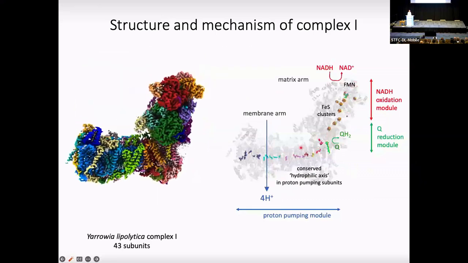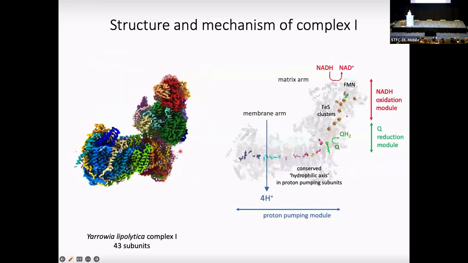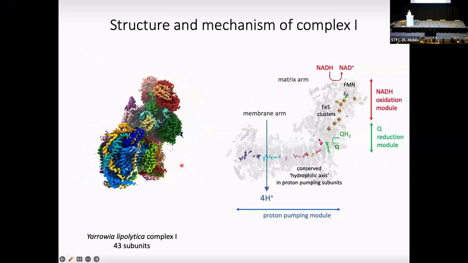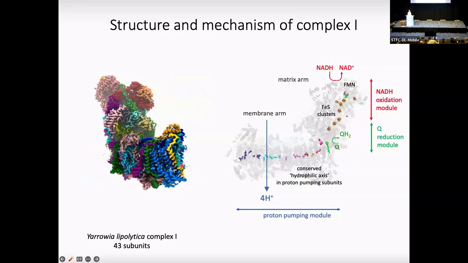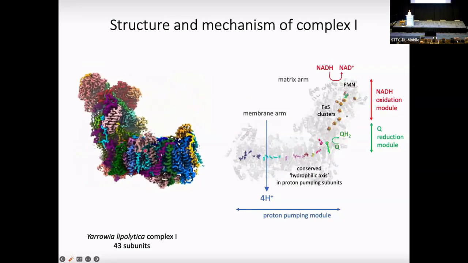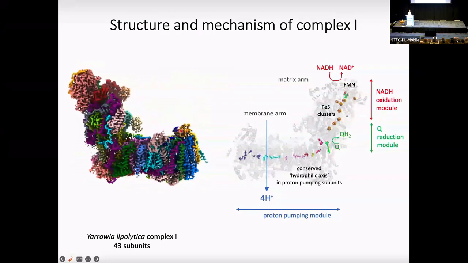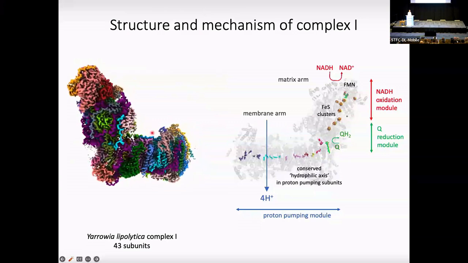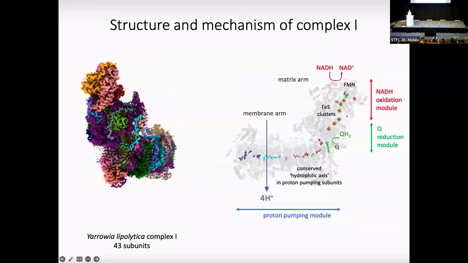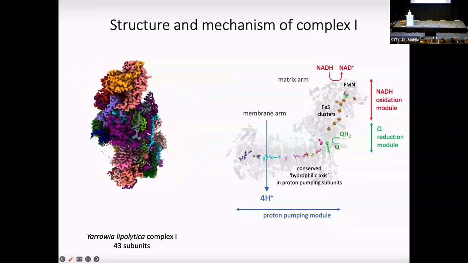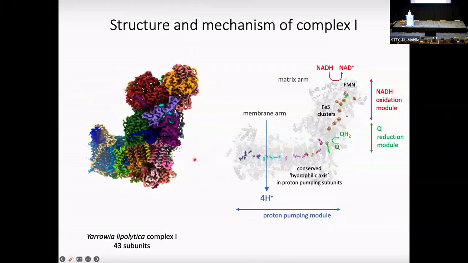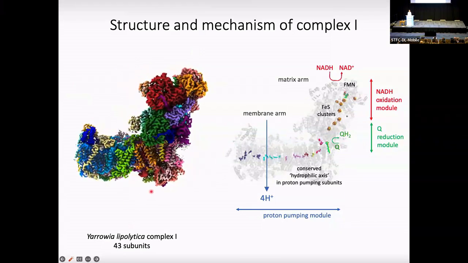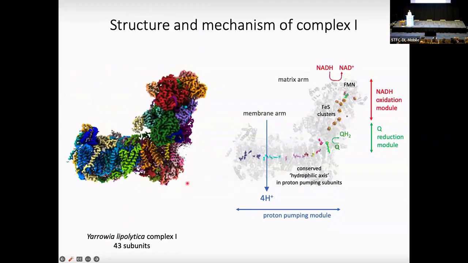So what I will talk about today is how this very large complex of about 1 megadalton and depending on the species, more than 40 subunits is actually assembled. Many of the subunits are in the membrane and many in the mitochondrial matrix, some of them in the intermembrane space. And they all have to come together.